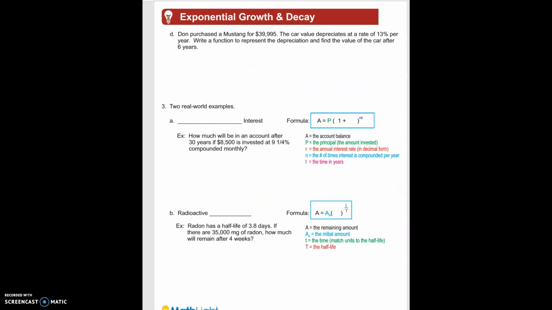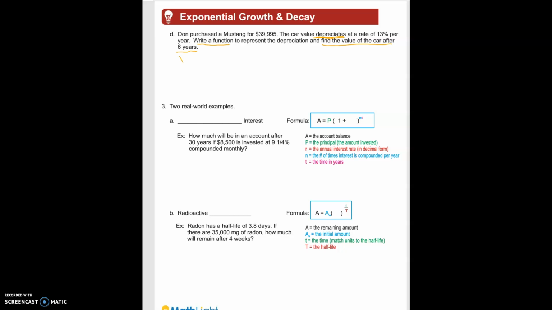All right, we're going to work through an application here about Don, who purchased a Mustang for $39,995. The car value depreciates. That's another word for decreasing in value at a rate of 13% per year. You're going to write a function and find the value of the car after 6 years.